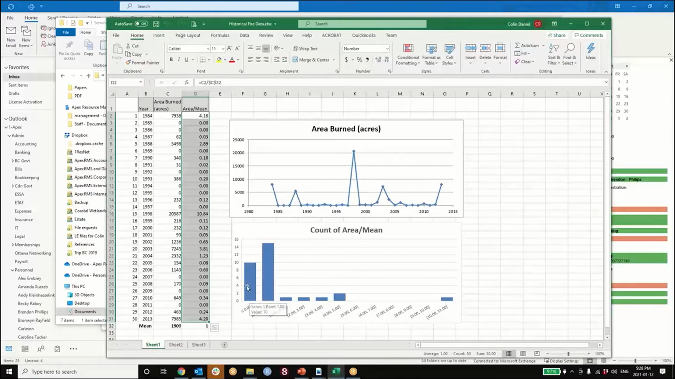So you can see here that there are 10 out of the 30 years that have a normalized area burned of 0. There's quite a few years, again, 15, half of them, that are 0 to 1 in terms of the mean. So that's why that's the mean. And then there's just a few years with more than the mean in fire, spread out like this. Does that make sense? Any questions about that?